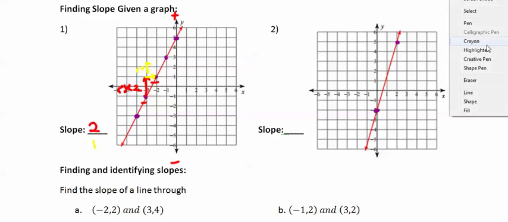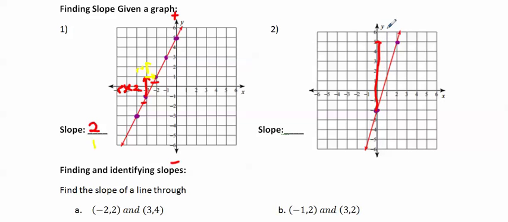Alright, so let's find the rise. How far do I have to go up from this point to this point? Well, it looks like 1, 2, 3, 4, 5, 6, 7. Okay, so I'm going up 7. And again, positive is up, negative is down.